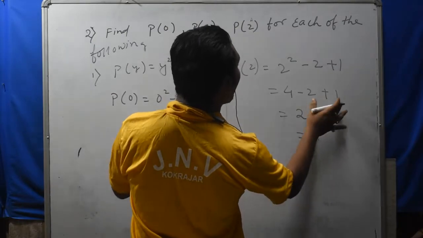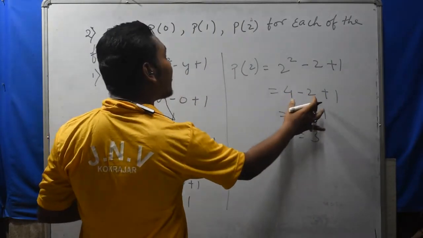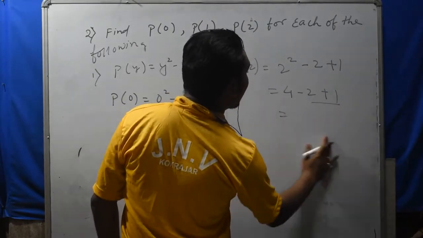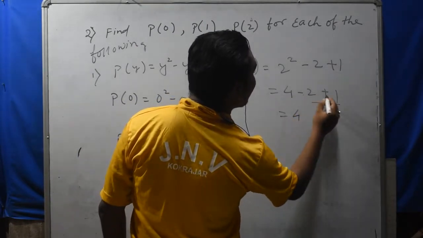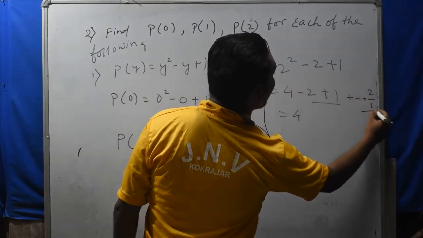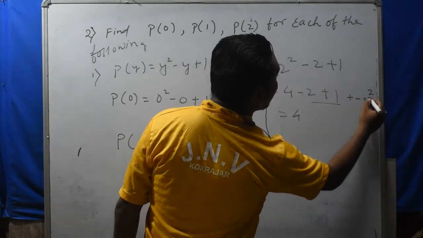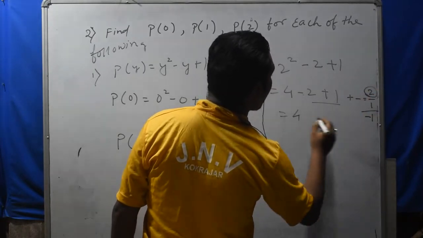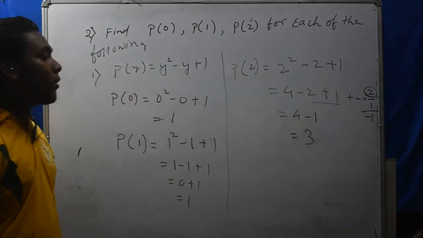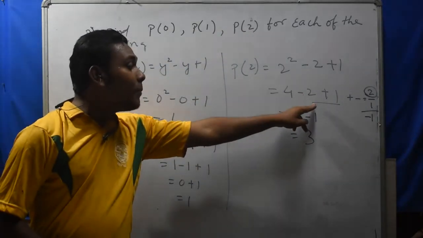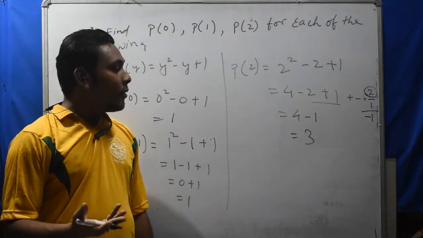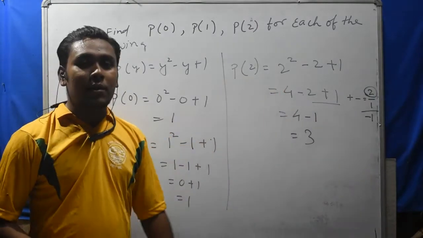Actually we did minus first, but actually we have to do this one first. The actual technique is 4 minus, plus: minus, bigger number minus smaller number. 2 minus 1 is 1, and the symbol will be of the bigger number, that is minus. That is minus 1, equal to 3. This is the actual technique we have to use. We really misuse this technique, and in simple exams we do the sums in the wrong way.